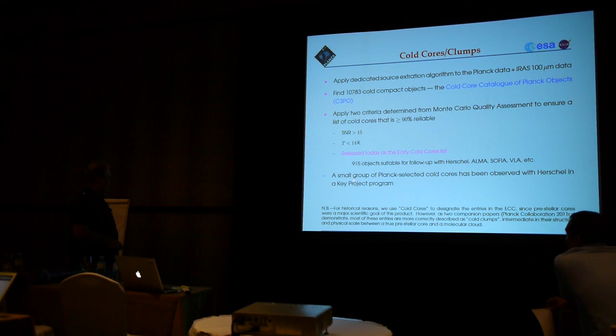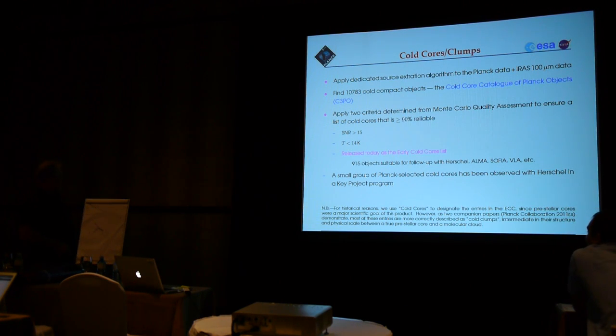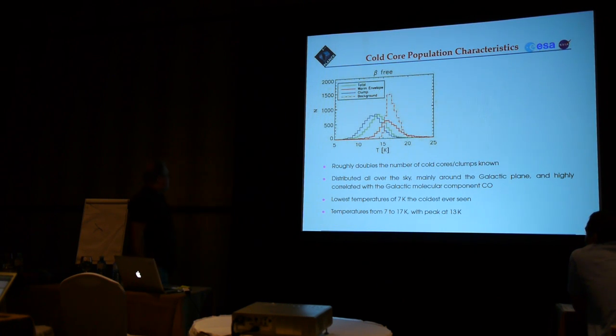Small subgroup of 10 maybe were already observed with Herschel in a key project with much higher resolution to study further what's going on in these objects. There is semantic evolution of what we're looking at. We're still using the name called core. People argue they should be called something else because they're kind of intermediate in a sense physically between true cold cores making stars and molecular clouds. If that excites you, be my guest.